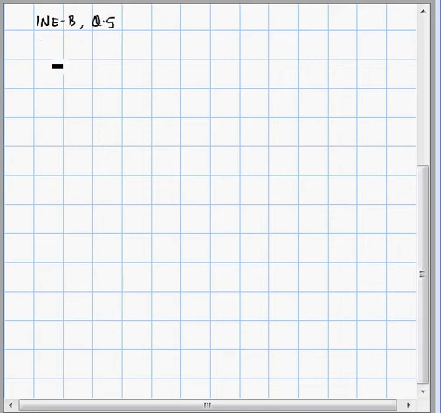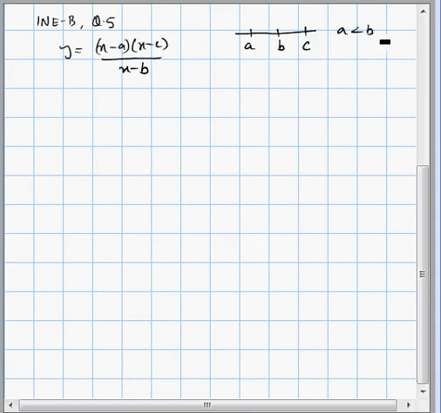Now this rational function of x is given. Let's assume that equals y. It is x minus a into x minus b, into x minus a into x minus c, over x minus b. And it's given that a, b, c are in ascending order. So a is the smallest one, then b, and then c. A less than b, less than c.